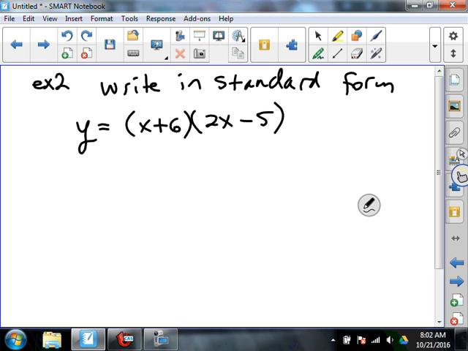What's our first term product going to be? 2x squared. Nice, because we are multiplying x by 2x, so it's going to be 2x squared. So remember, FOIL stands for first, outer, inner, last.